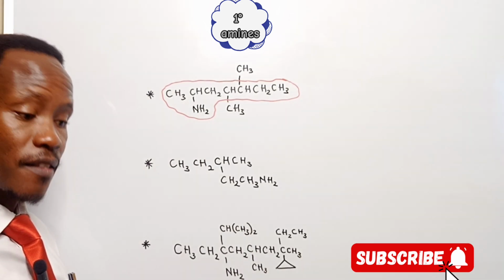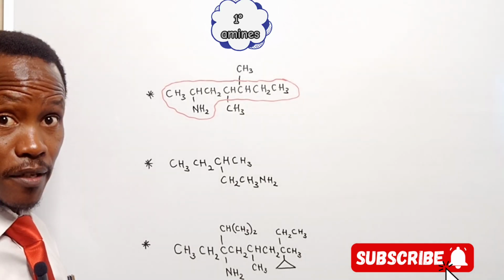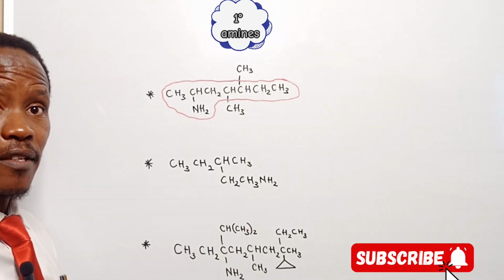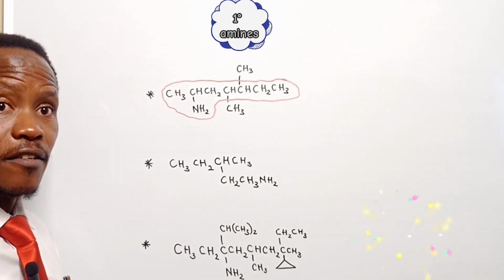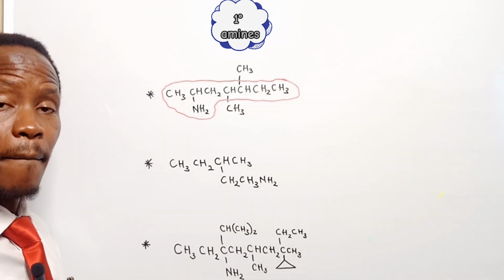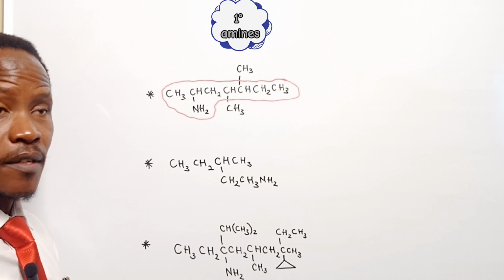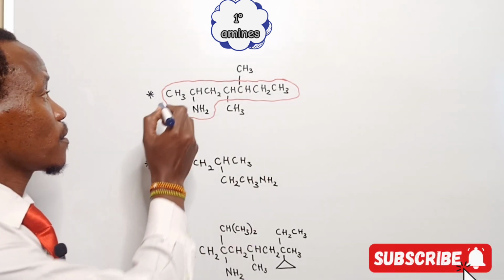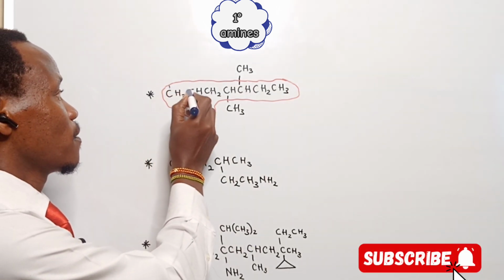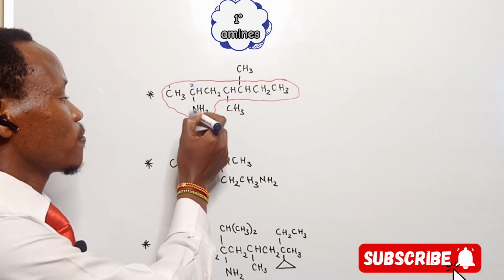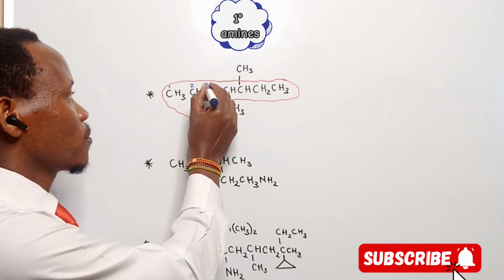The second guideline says, after identifying the parent chain, assign numbers to the carbon atoms in the parent chain such that the functional group, in this case the amino group, takes the lowest number. So that means we shall number from here such that this amino group, functional group, takes the lowest position or number.